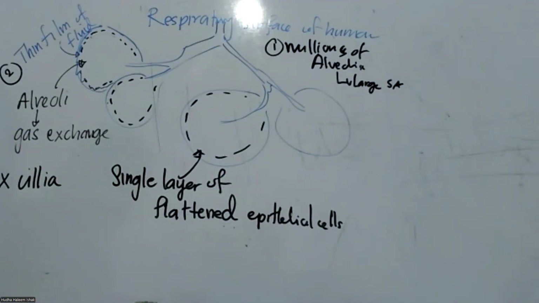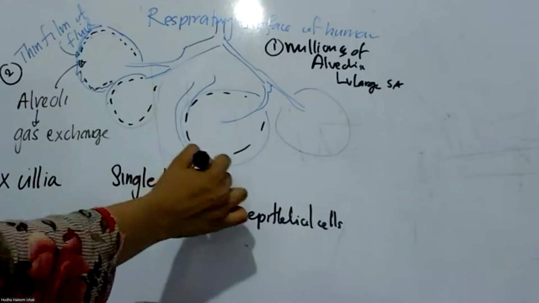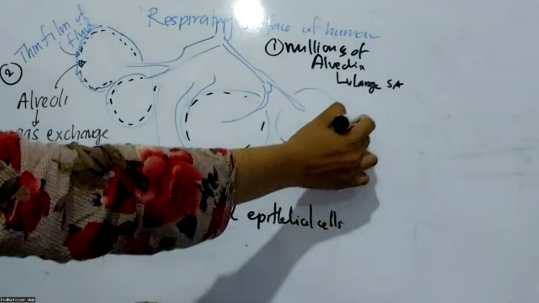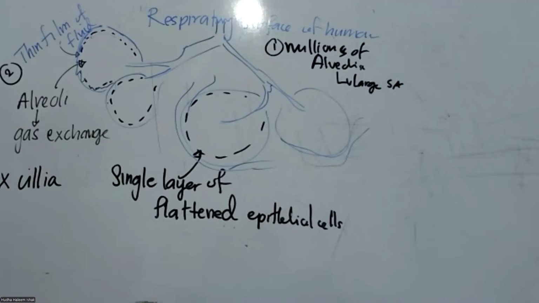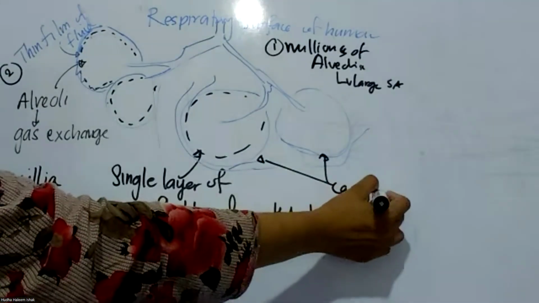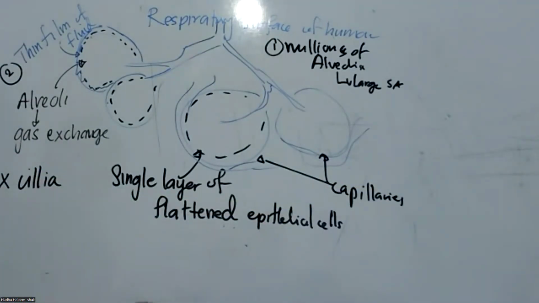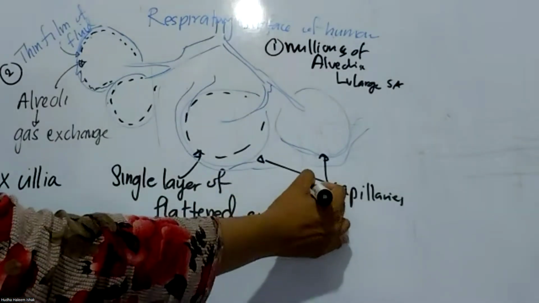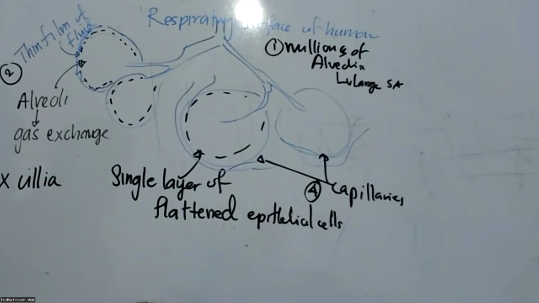Let's go for the next part. Each alveolus is surrounded by what? A network of capillaries. There are large blood vessels which are surrounding all these alveoli. All these are surrounded by capillaries. Therefore, the fourth main character is a high blood supply for the respiratory surface. Why is it? To maintain the steep diffusion gradient. So this character is also present inside the alveoli.